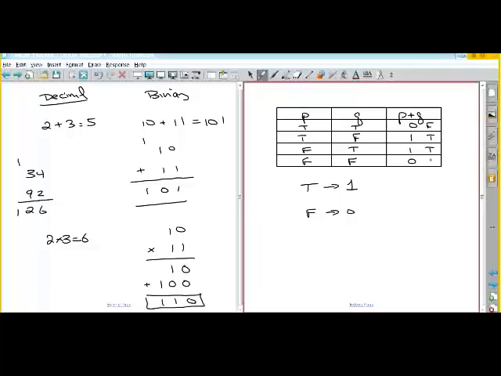So I'd say false, true, true, false. So it's a truth table. It's different than what we're doing. It has a special name. But there are truth tables associated with binary addition and multiplication.